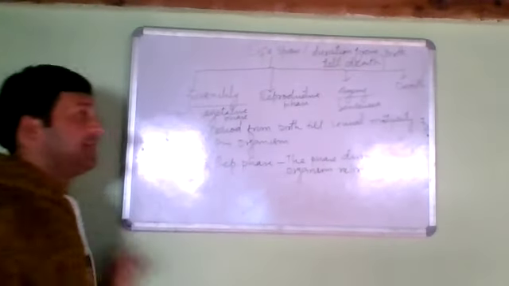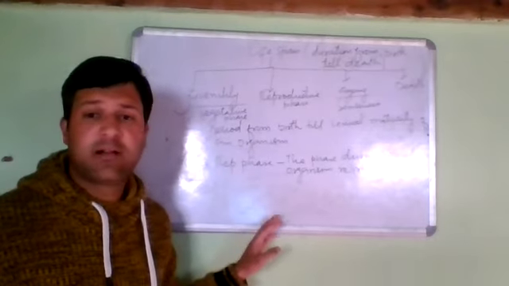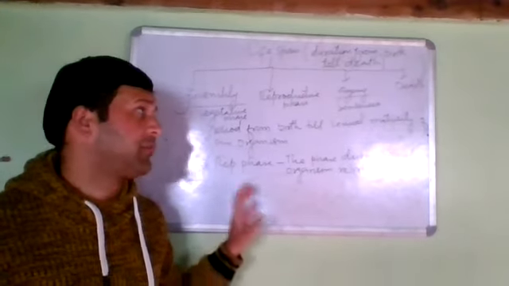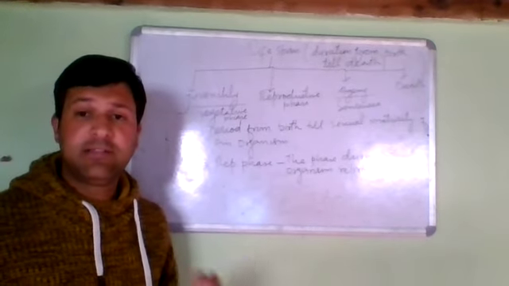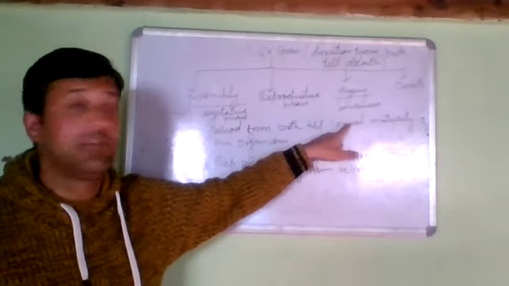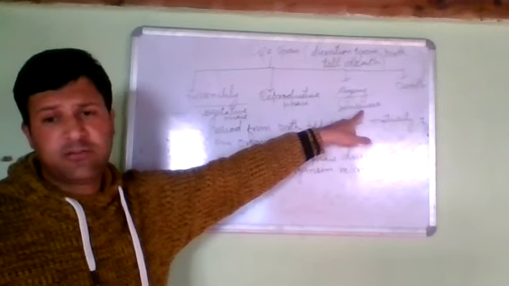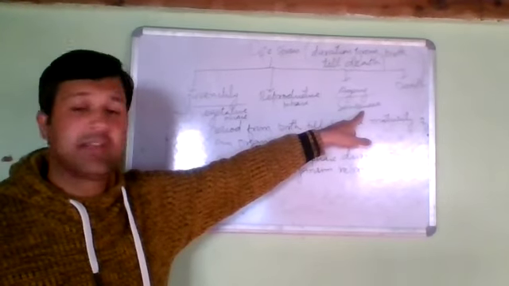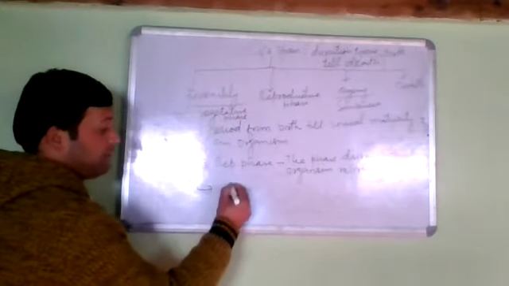So next one is aging if it's an animal, and senescence if it is a plant. Degeneration of the body starts, which leads to the death of an organism.